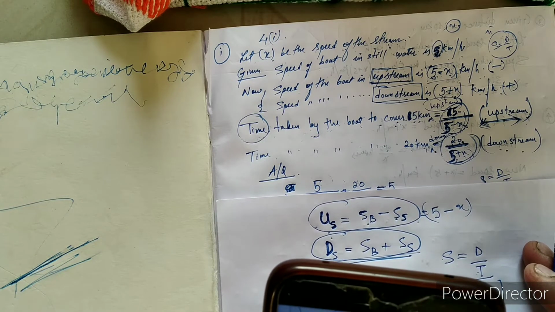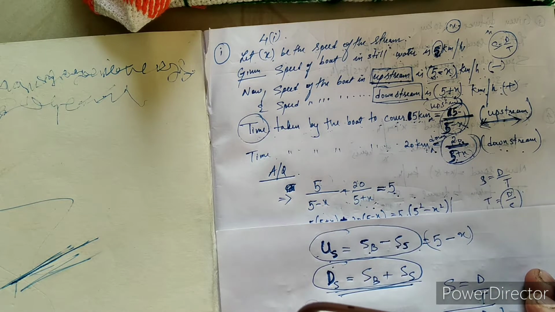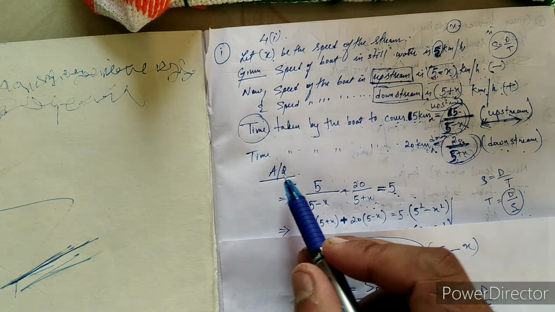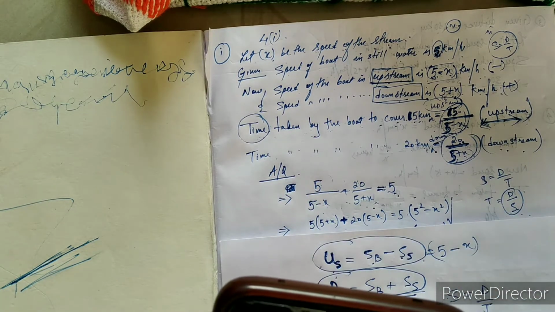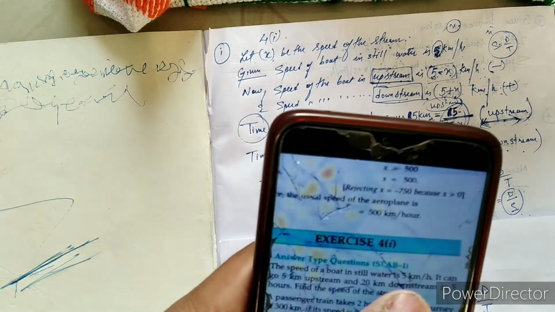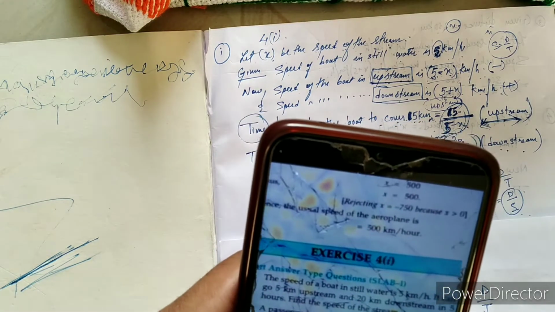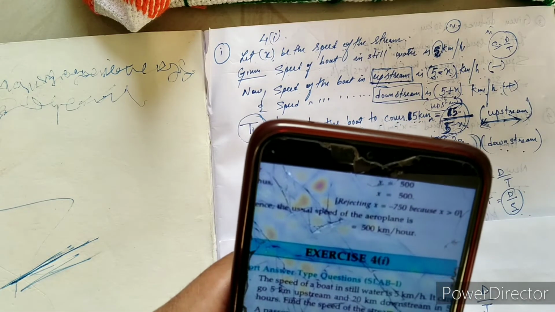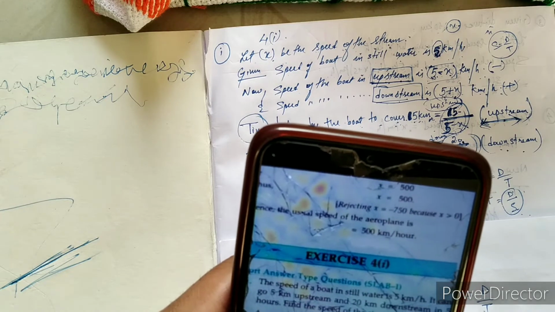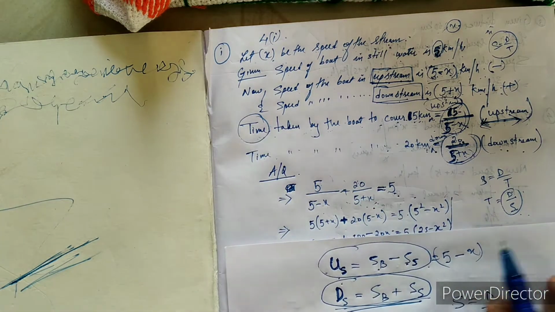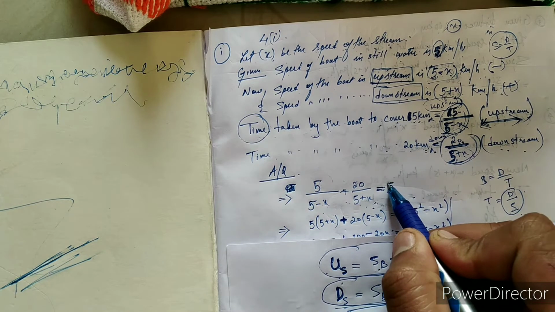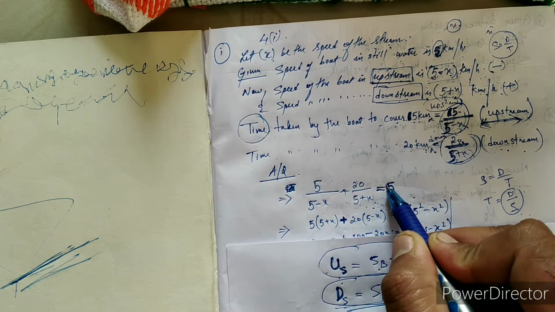Now you have to find the speed of the stream, right? According to the question, if you read it again, the speed of the boat in still water is 5 kilometer per hour. It can go 5 kilometer upstream and 20 kilometer downstream in 5 hours. Means total time is what? 5 hours. So this total is your time, right?